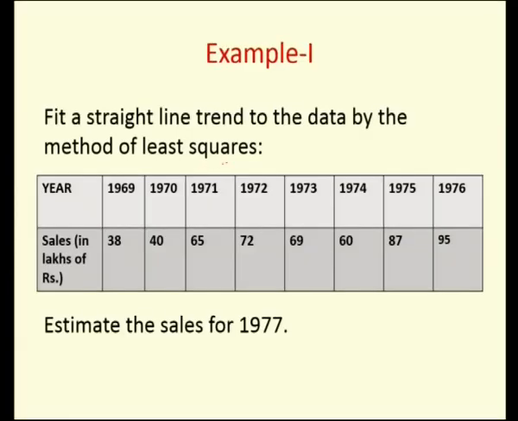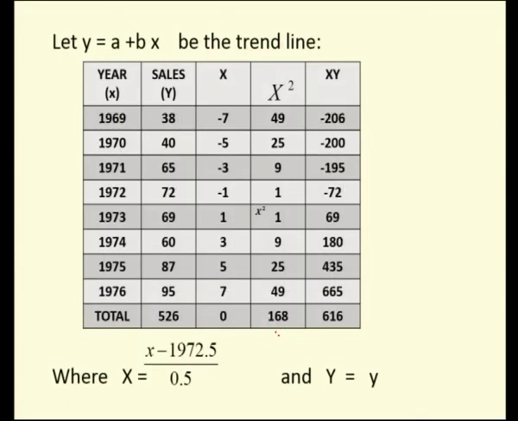Fit a straight line trend to the data by the method of least squares for the given data table, and you have to estimate the sales for 1977. So, you are given the year and the sales in lakhs of rupees. Here we are going to fit a straight line. The straight line equation is y is equal to a plus bx. So, you have got the year, you have got the sales.